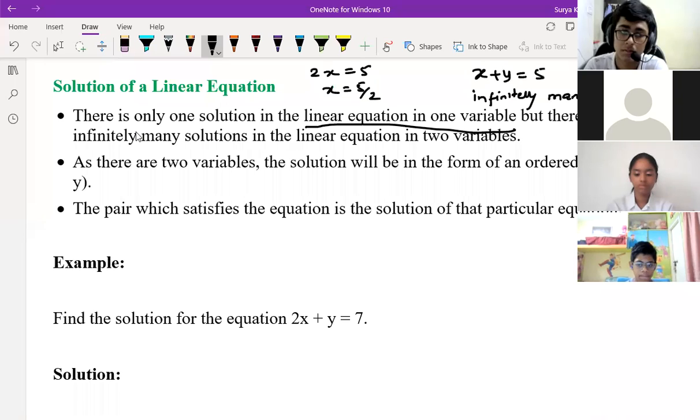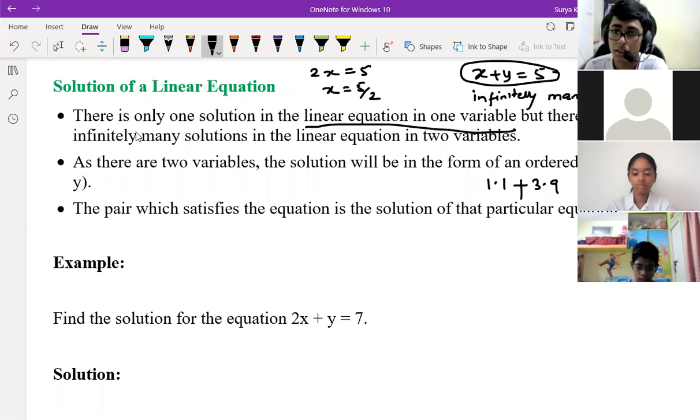Sir, how infinitely? Sir, it's only 2 or 3, right? Which one? This one? Yes, sir. You can take 1.1 plus what can you take? Okay, like that, 3.9. So many, infinitely many solutions will come. It's not only 2 or 3, infinitely many solutions. Understood?